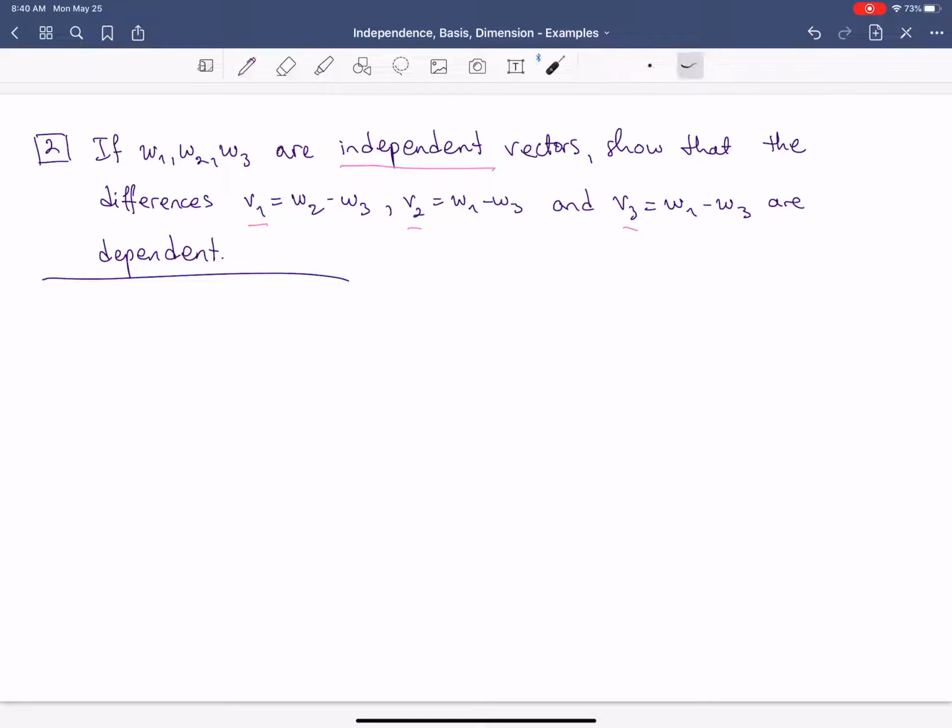Well, observe here, if I were to add these 2 vectors, what's going to happen?